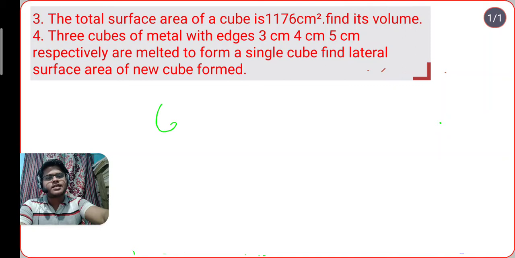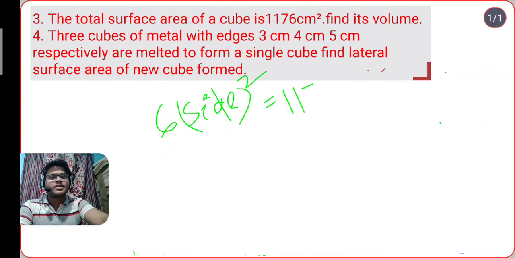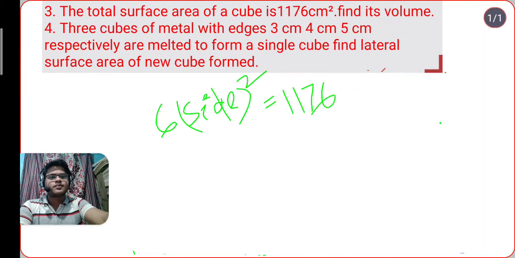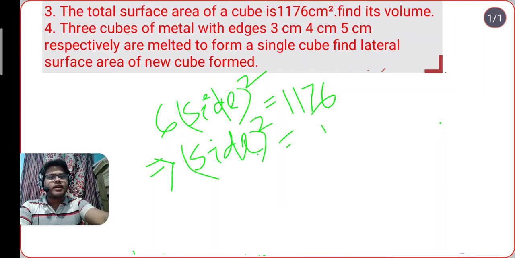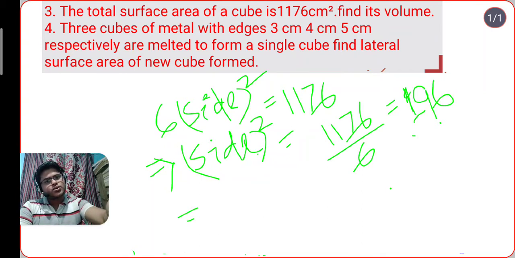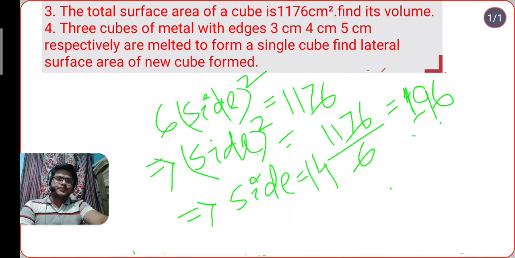That is 6 into side square, or 6 S square, is equal to 1176. So what is the side here? So side square is equal to 1176 by 6. So 196. So the side is equal to, that we are getting here, the square root of 196, that is 14. 14 square root, that is 196.